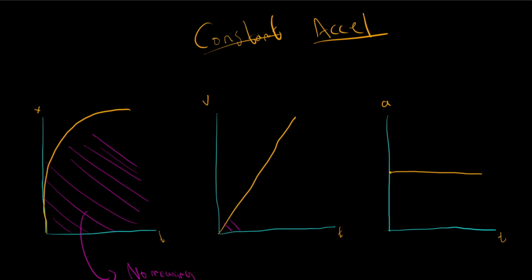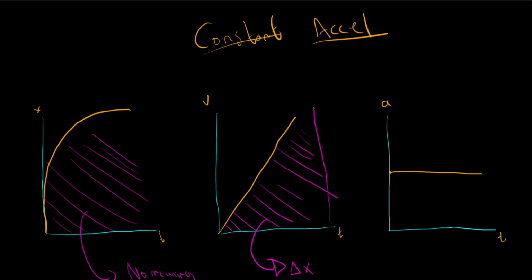How about the area under a v-t graph? What does that mean? So the area under the v-t graph represents the change in the displacement, so delta x. If we were to calculate the area of this triangle here, we would get the displacement of the object traveling.